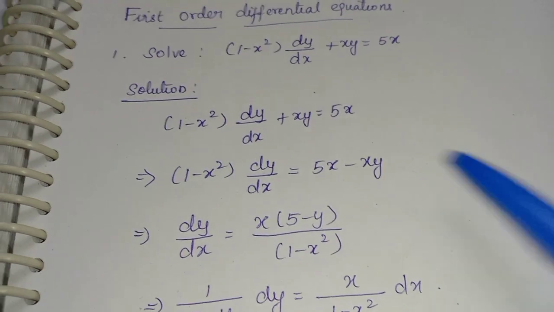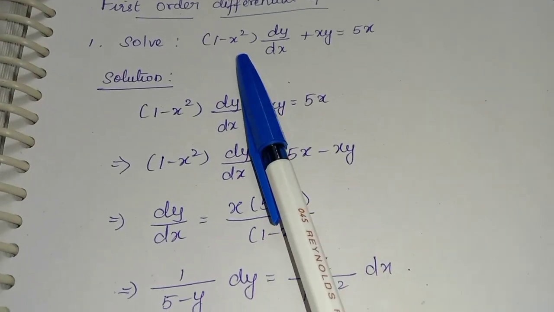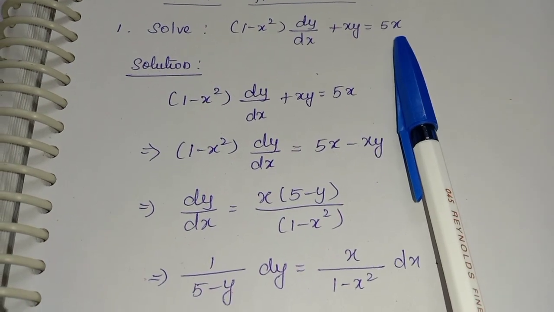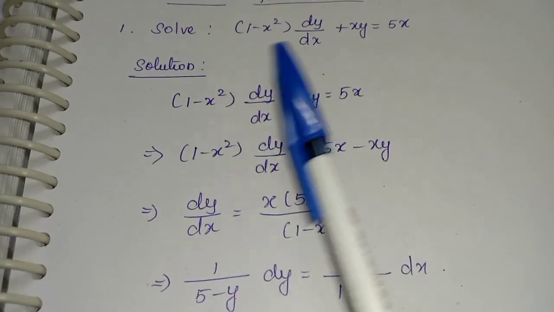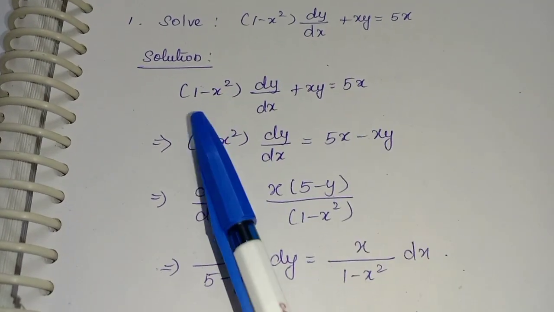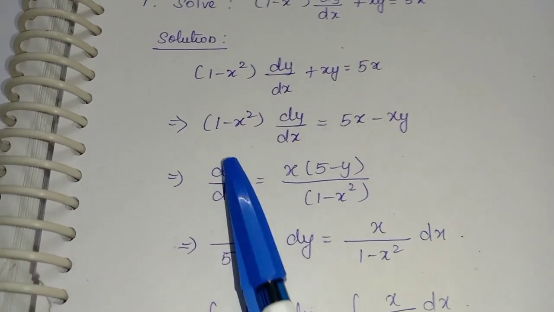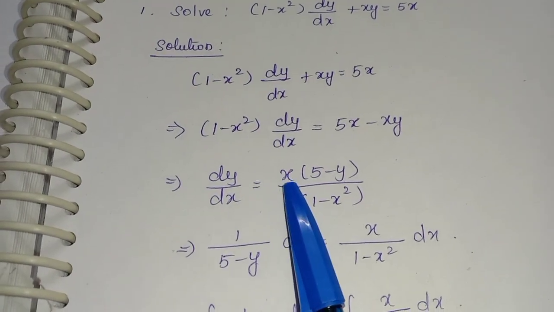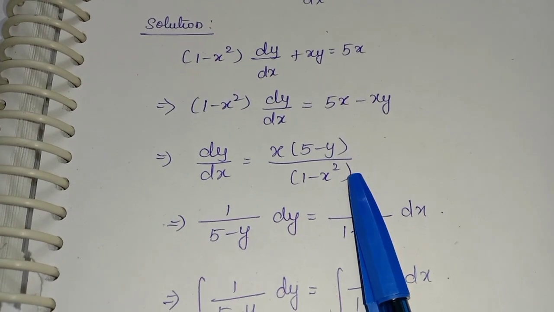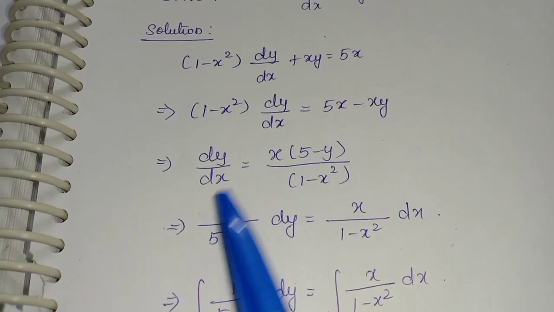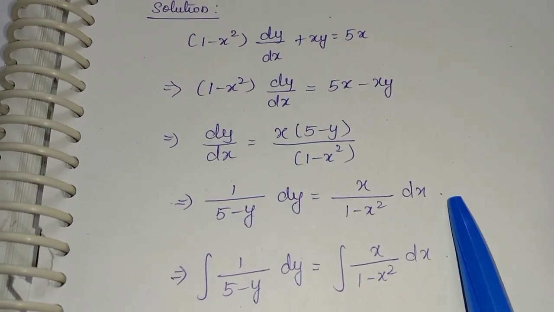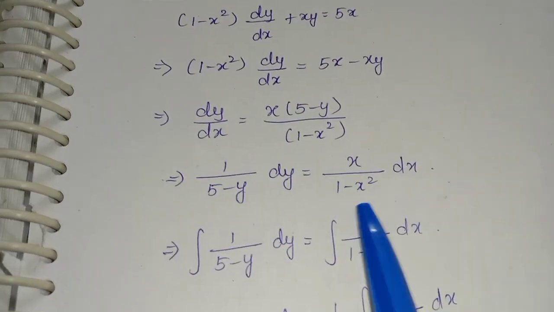See, this is the first problem. Solve (1 minus x square) dy by dx plus xy is equal to 5x. Okay, now let's see. (1 minus x square) dy by dx is equal to 5x minus xy. So dy by dx is equal to, you take x outside, so x into (5 minus y) by (1 minus x square). Okay, now you bring this y term here. So it will be 1 by (5 minus y) dy equal to x by (1 minus x square) dx. So I have separated the variables.